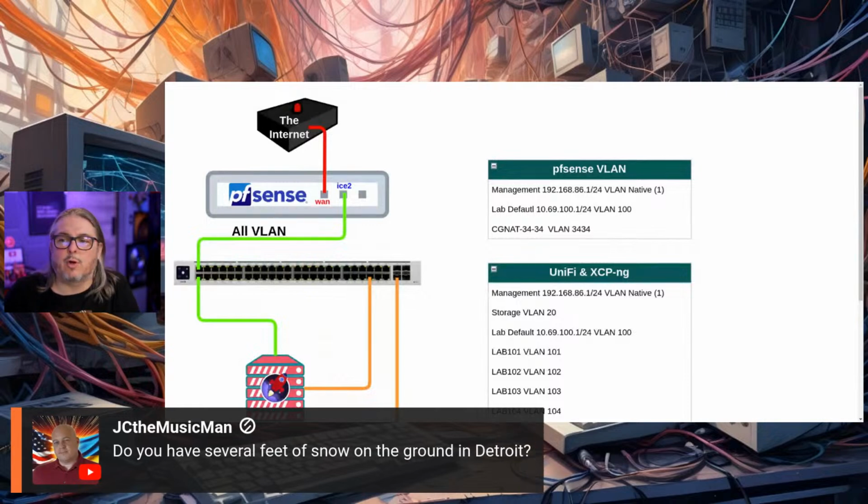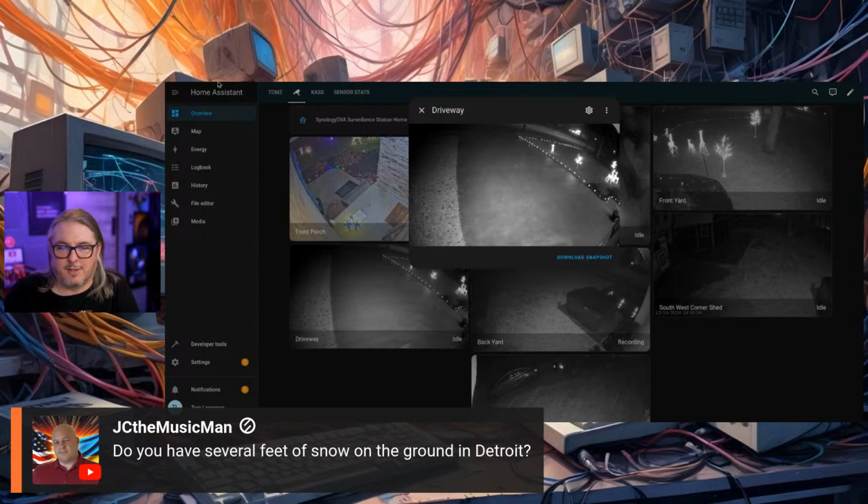We have no snow right now in Detroit at all. None. As a matter of fact, it's raining. You're seeing mist because it's foggy, wet, and windy out. We don't have any snow at all.